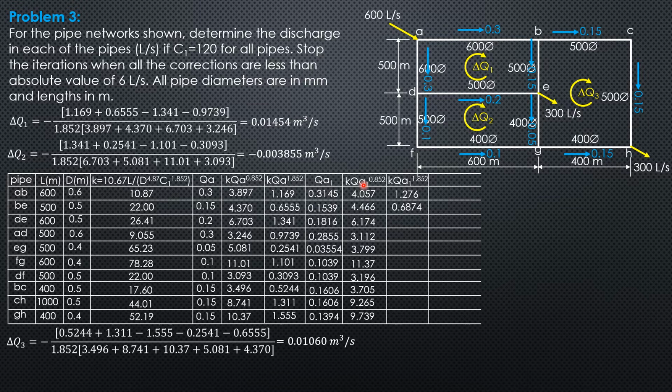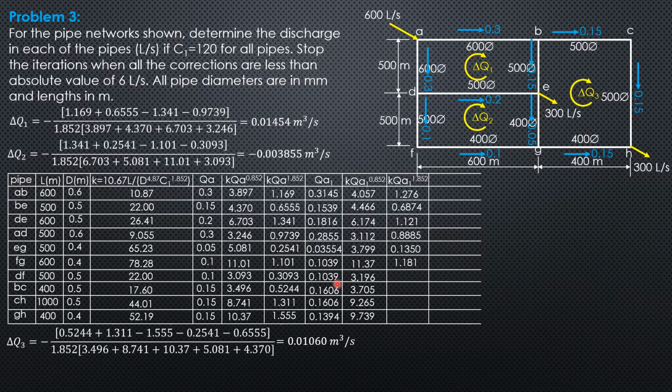So next, let's compute KQA1 to the 0.852. That is 10.87 times 0.3145 raised to 0.852, 4.057. 22 times 0.1539 to the 0.852, 4.466. 26.41 times 0.1816 to the 0.852, 6.174. 9.055 times 0.2855 raised to 0.852, 3.112. 65.23 times 0.03554 to the 0.852, 3.799. 78.28 times 0.1039 to the 0.852, 11.37.